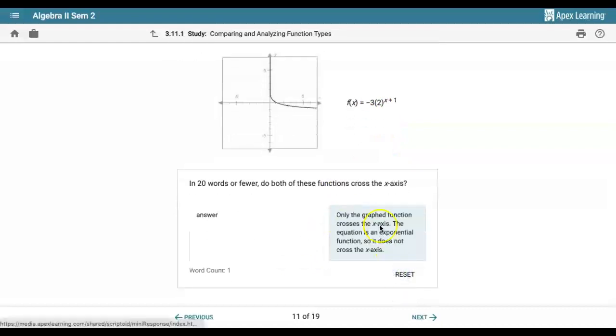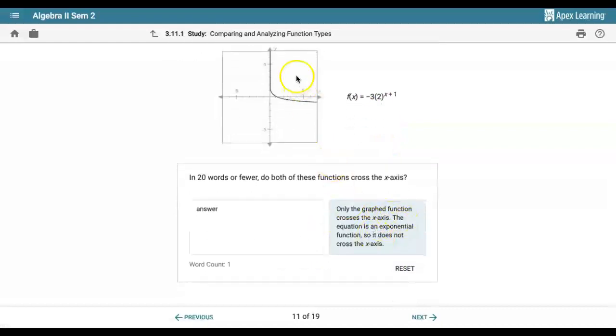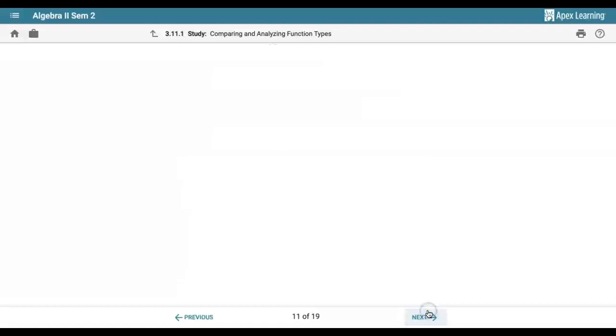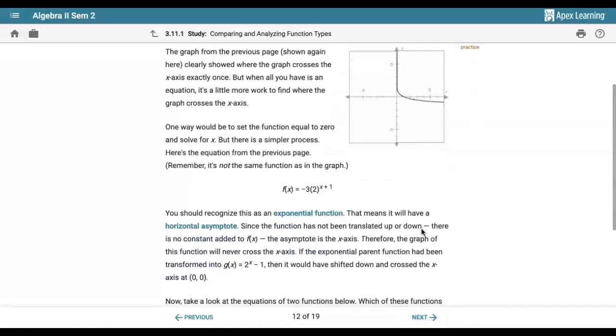If we look at our answer here, only the graph function crosses the x-axis. Only this function crosses. We can see that because, remember, that was one of our characteristics for the parent function b to the power of x. It says that it doesn't ever cross the x-axis because an exponential function has a horizontal asymptote at y equals 0. So only the graph function crosses the x-axis.